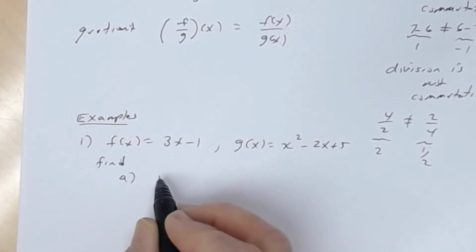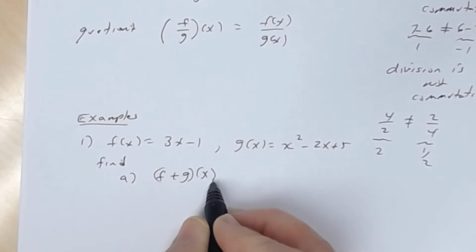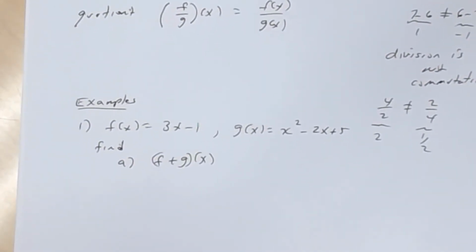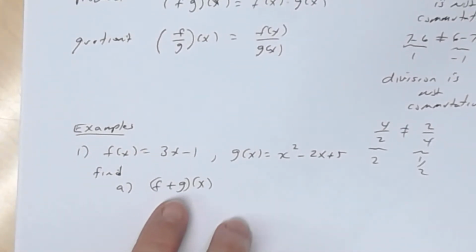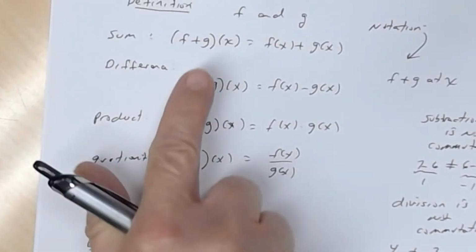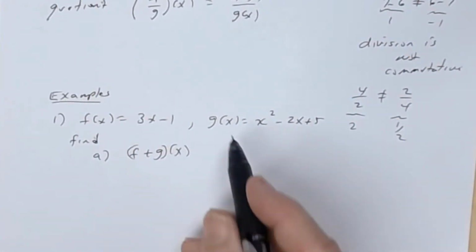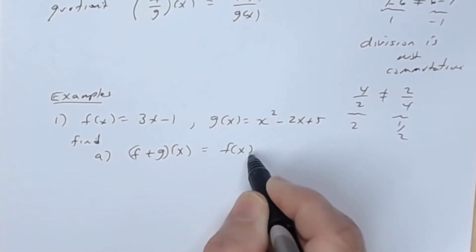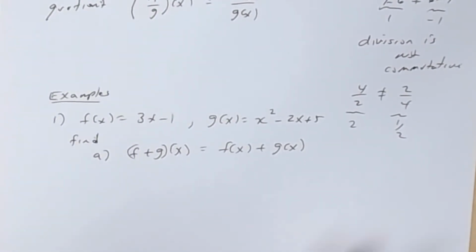I want to find a, f plus g at x. Well, let's think about that. By the definition, this means f of x plus g of x. Let's write that out. So that means f of x plus g of x. Do you agree? By definition. Now let's go ahead and substitute.